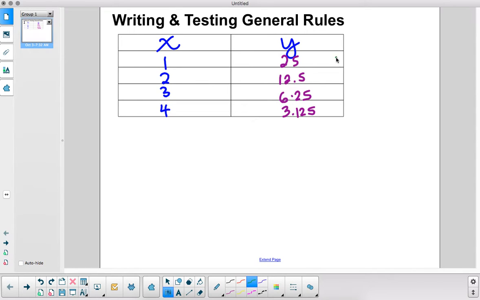The difference here is 12.5. And the difference here is 6.25. And the difference between 6.25 and 3.125 is 3.125. And so what I notice each time is it's getting divided by 2. Now this is different from the video because the video had multiplied by 2. And this is going to be divided by 2.